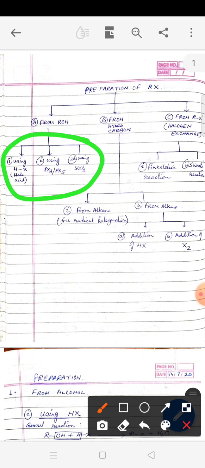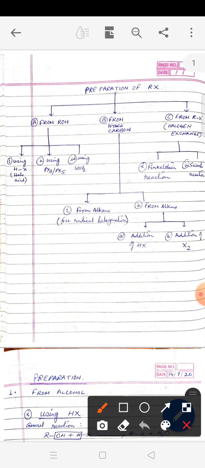Name of SOCl2 is thionyl chloride. The word thio is related to sulfur. Now here, as you can see, we have not written SOX2, we have written SOCl2. That means by this starting material you can prepare only chloroalkane. No other haloalkane can be prepared by this method.